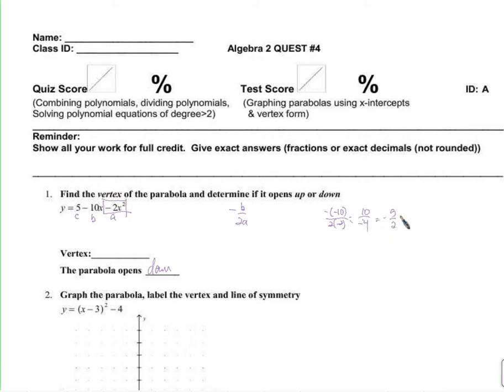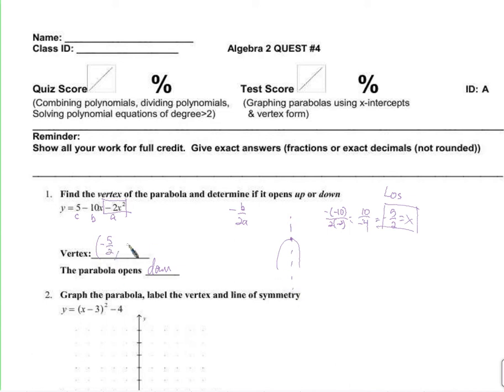Okay, I'm going to go ahead and leave it as a fraction. Negative 5 halves is what? x equals negative 5 halves is where the line of symmetry can be found. The line of symmetry is the line where the vertex is. The vertex is somewhere on that line of symmetry, and we'll find the parabola opens down from there. So that's the x value of the vertex. I'll move over to negative 5 halves, and then I'll find the y value of my vertex.